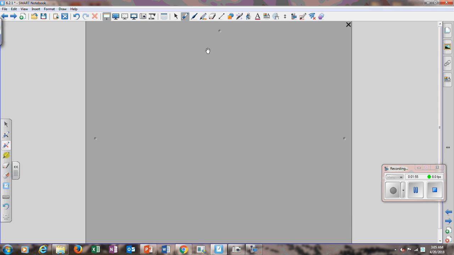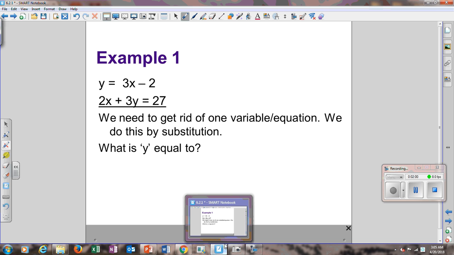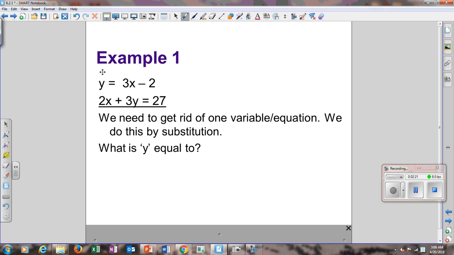Example 1. We have y equals 3x minus 2, 2x plus 3y equals 27. So we either need to get rid of 1 variable or 1 equation to make this problem work. It starts off by telling us y is equal to 3x minus 2. Since y is equal to that, it means that we can substitute this value in to this equation for y.